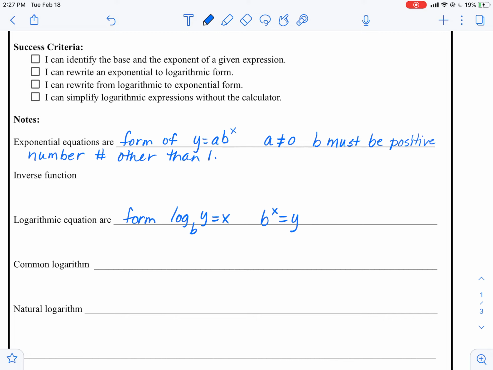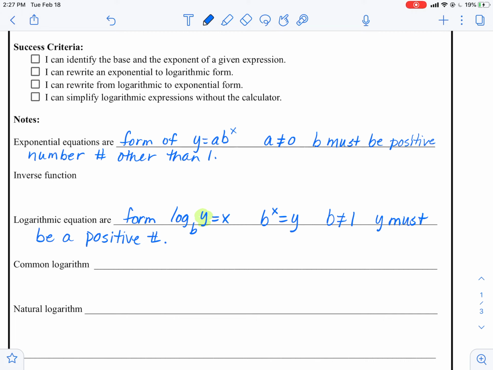Some things that have to be true here are that b cannot equal 1, just as above, b had to be other than 1. And y must be a positive number. So remember that: the number that is in this place must always be positive. That's how you're going to tell whether or not you have an actual logarithmic equation. And we'll go more into that.